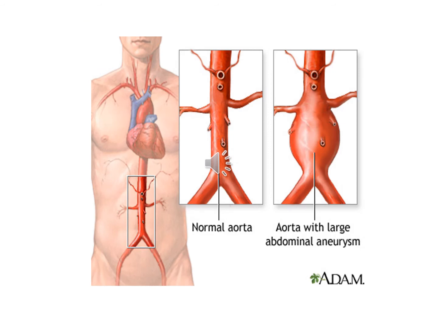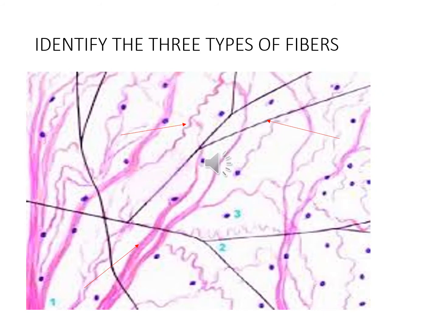So this is a diagram showing a normal aortic vessel and an aorta with a large abdominal aneurysm, in which the elastic tissue is malformed because of the mutation in the gene of fibrillin, and this is a complication of Marfan syndrome. The aortic aneurysm can rupture when there is increased blood flow and increased blood pressure. So can you identify the three different types of fibers seen in this connective tissue? The first one, the most broad one, are the collagen fibers. The thick ones are the collagen fibers. Then these elastic ones are the wavy ones, and the black ones are the reticular fibers.